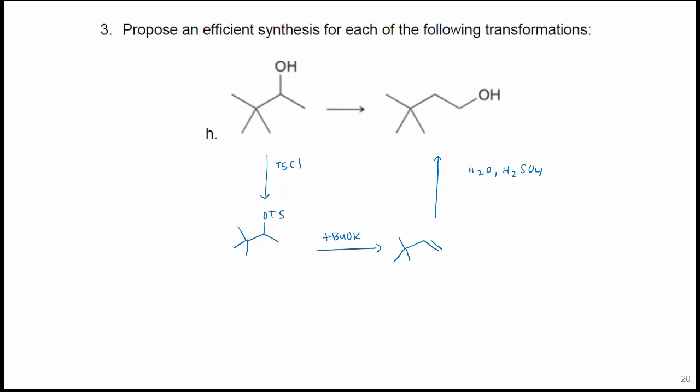Okay, so we need to use a different reagent in the last step. That last step would actually make a lot of different products because we could have rearrangements there. And so the reagent that we want to use is one that is going to give us the anti-Markovnikov product. So we want to use BH3, THF, followed by peroxide and hydroxide. Very good. Any questions on this particular problem?